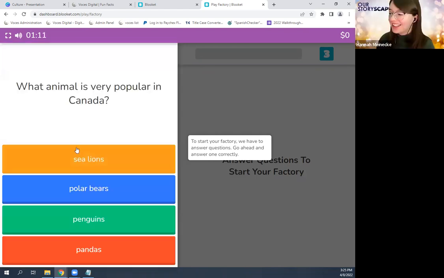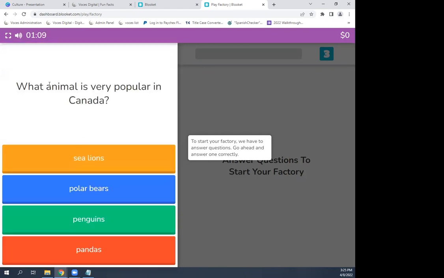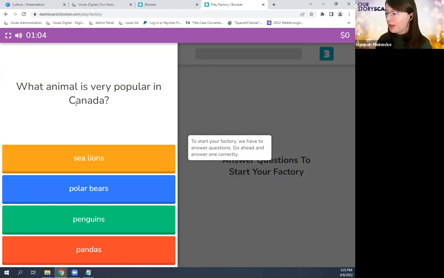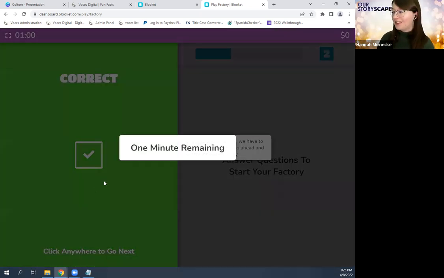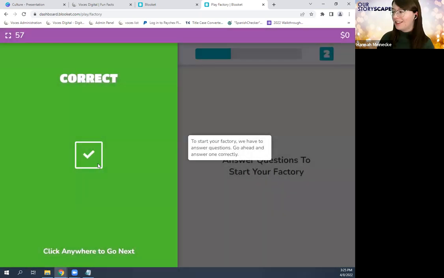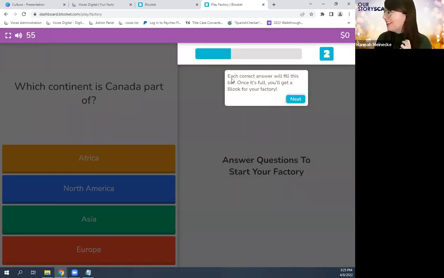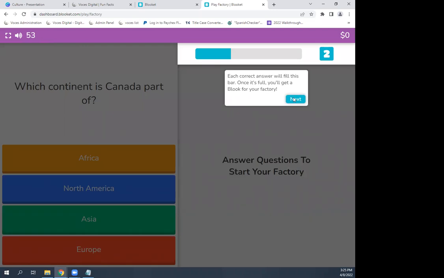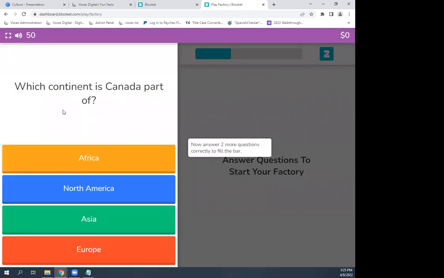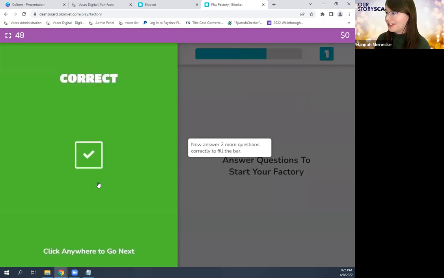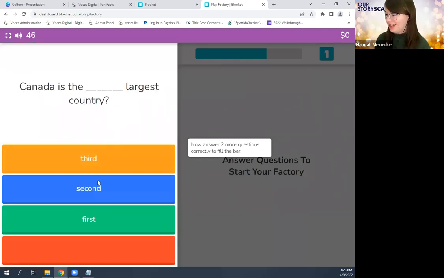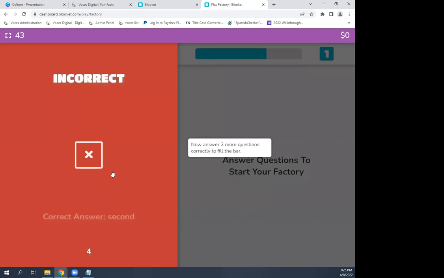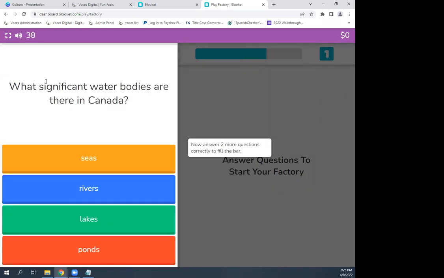Definitely not softball. What animal is very popular in Canada? Okay, good, I answered one correctly. Oh, I still have 1 minute remaining. I should go quickly. Okay, now fill two more questions. Continent North America. What is the third? The second or the third? Oh, it's the second. Yes, Canada is the second largest.